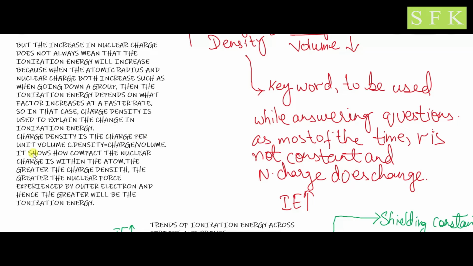Charge density is the charge per unit volume. Charge density is charge upon volume. It shows how compact the nuclear charge is within the atom. So the greater the charge density, the greater the nuclear force experienced by the outer electron, and hence the greater will be the ionization energy. This is all that you need to know about the charge density.